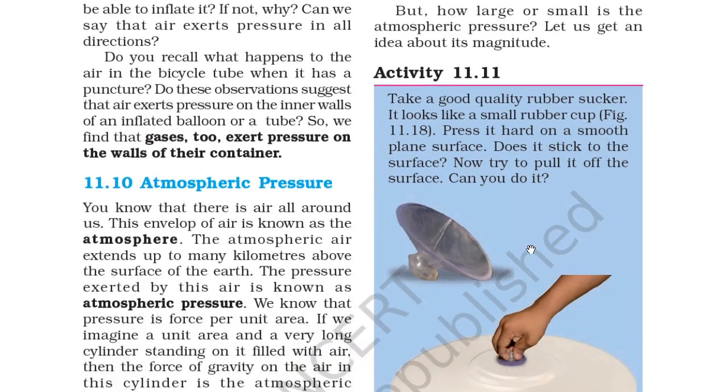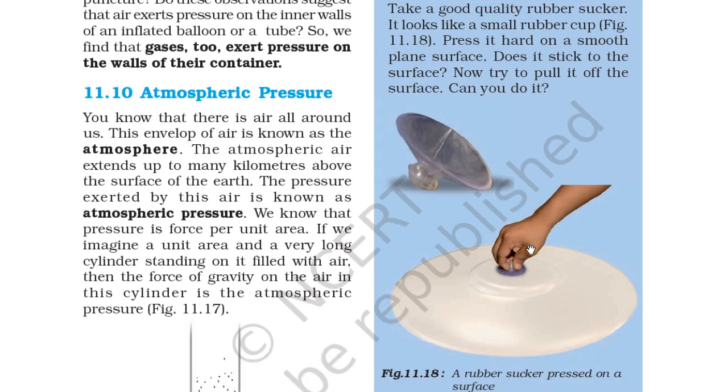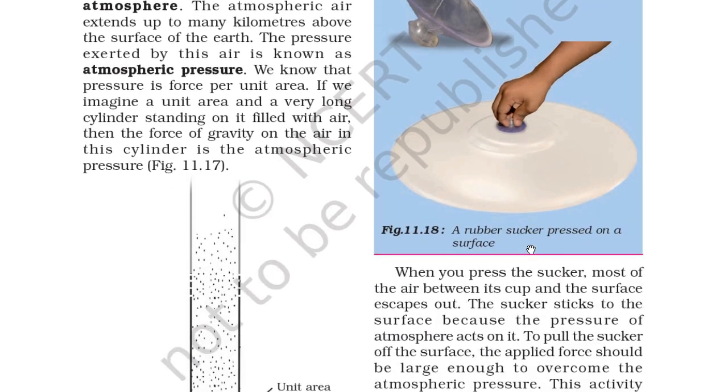Activity 11.11. Take a good quality rubber sucker, which looks like a small rubber cup. As you can see in figure 11.18, press it hard on a smooth plain surface. Does it stick to the surface? Now try to pull it off from the surface. Can you do that? You must have done that. A rubber sucker is pressed on a surface.